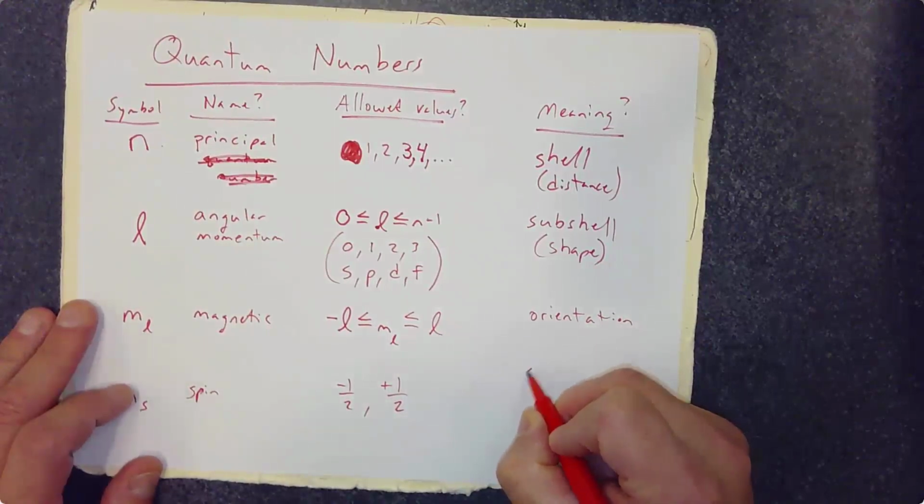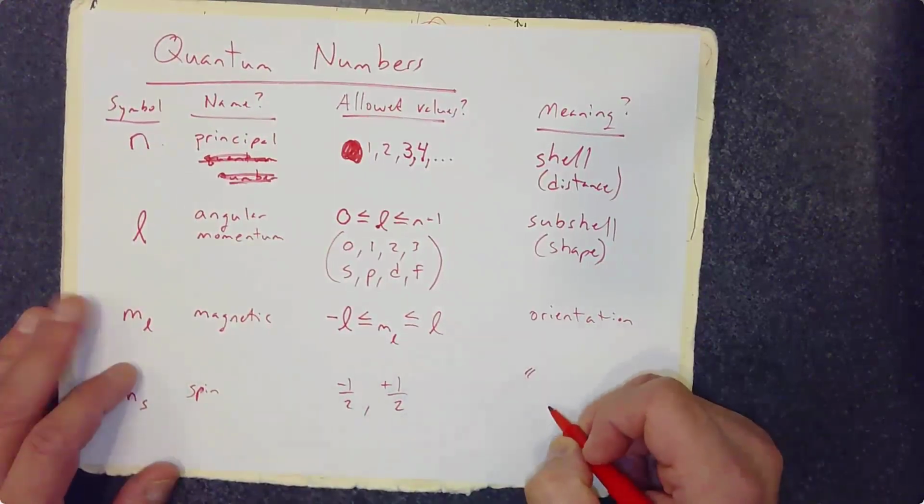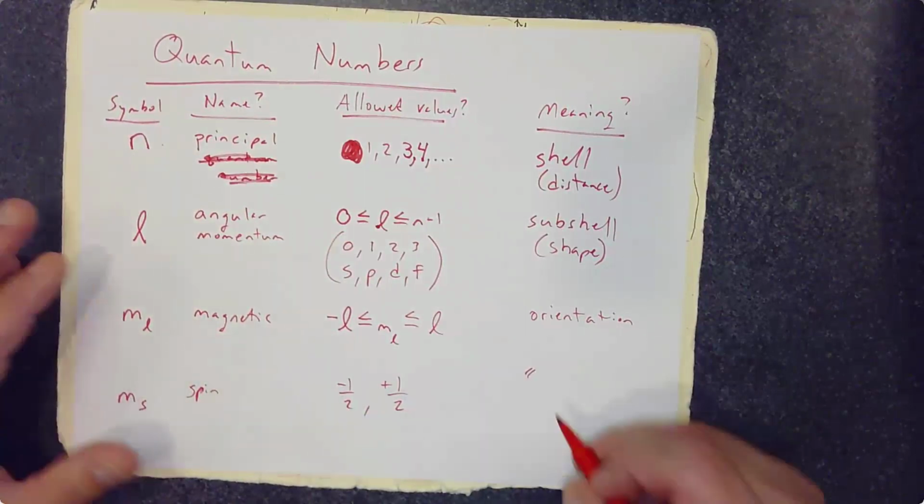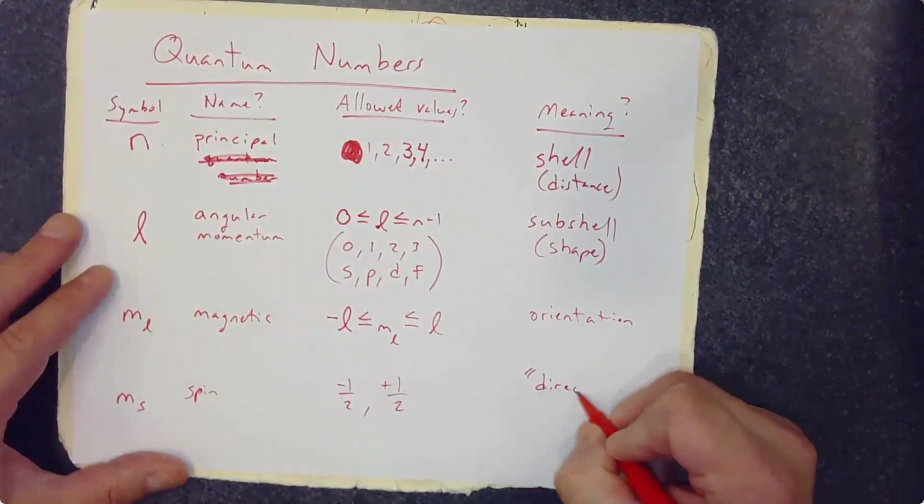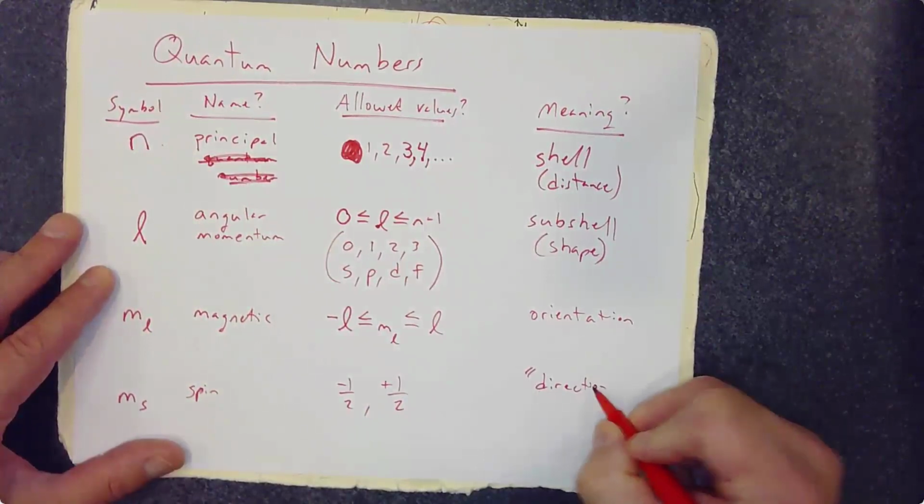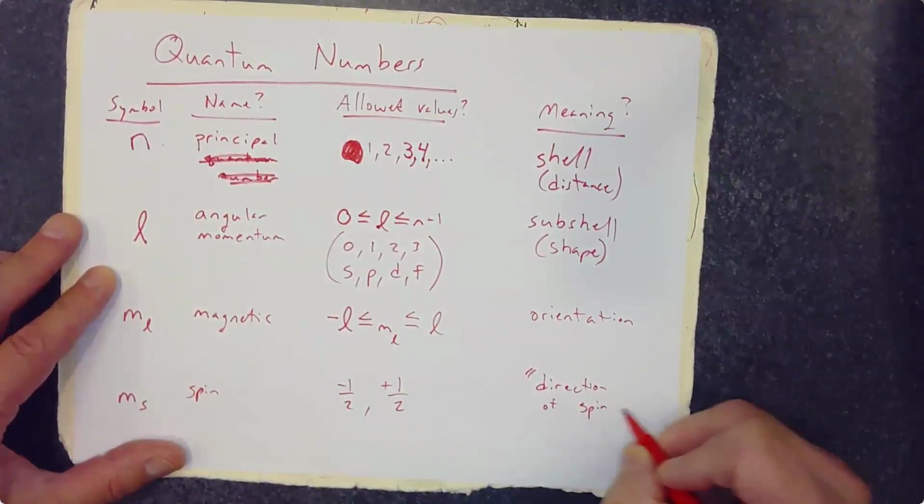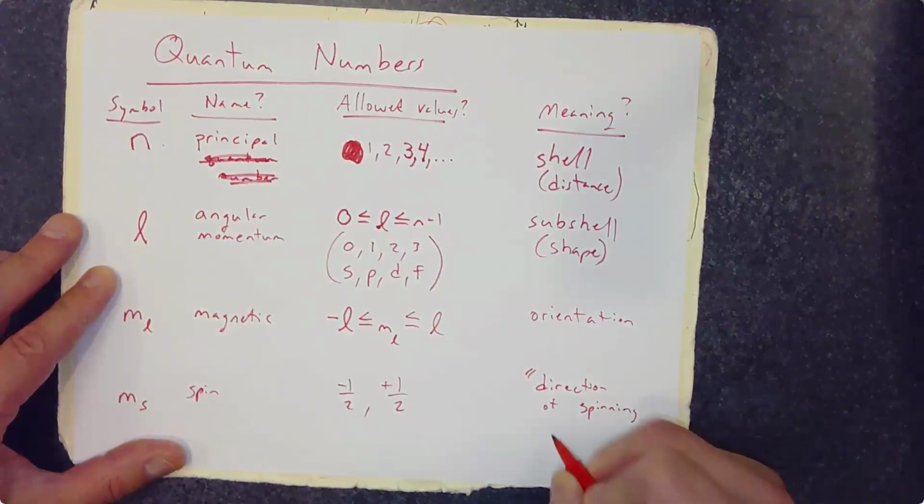So this is phrased a few different ways. One is the direction of the spin of the electron. So I'm putting that in quotes. Direction of spin in electron.